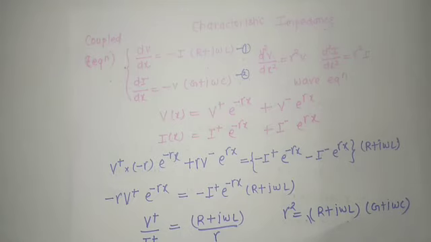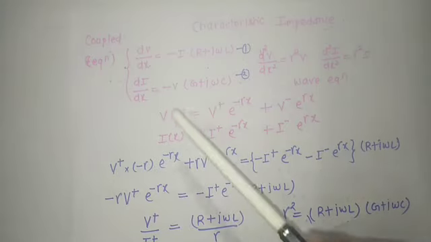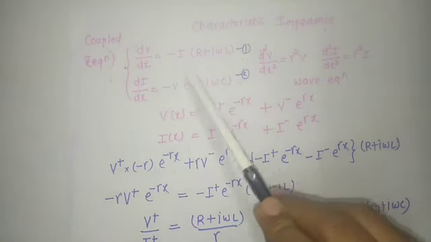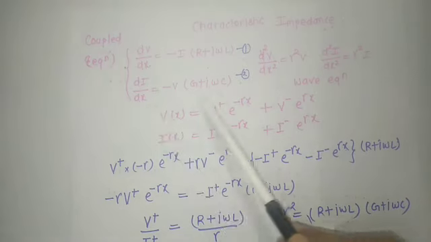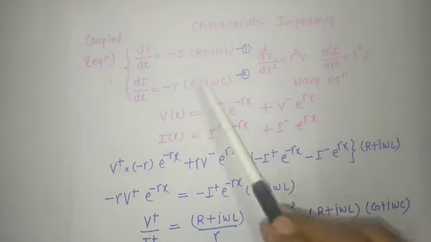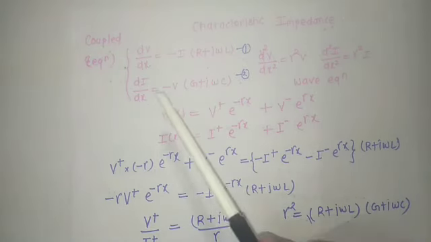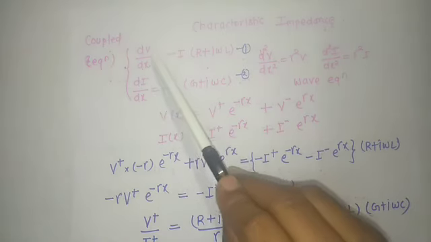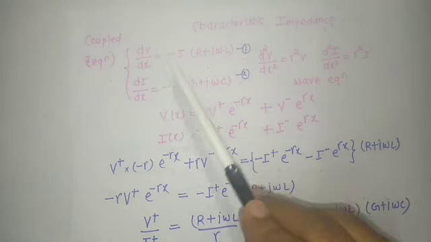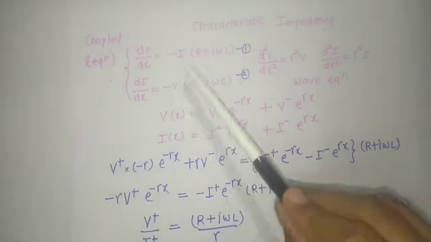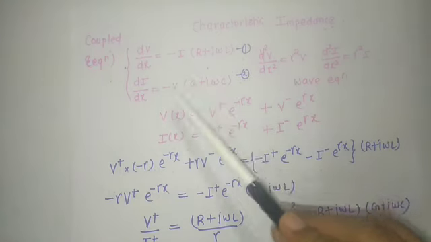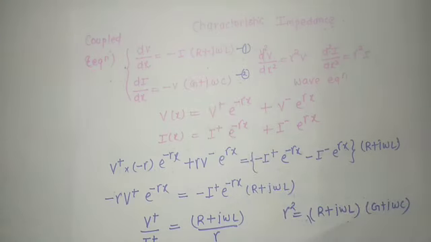Okay, so initially when we were developing the equations, we developed two equations. Look here, dv over dx like that, di over dx like that. These two equations are known as coupled equations. Why do we say coupled equations? Because voltage is depending on current, and in this equation current is depending on voltage. That's why there is dependency on each other, and that's why we say it is a coupled equation.